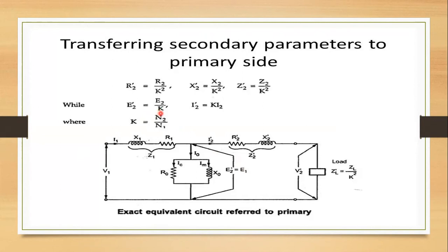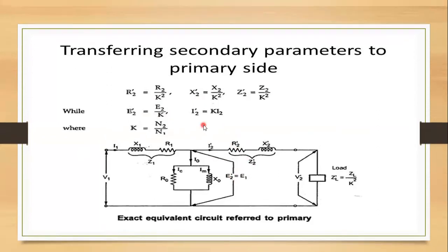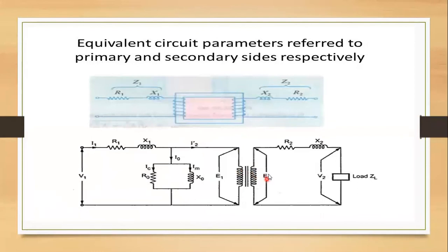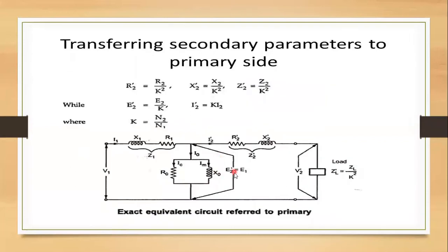E1 by E2 is equal to N1 by N2. Otherwise, E2 by E1 is equal to K, then E1 is equal to E2 by K. You know the relation E2 by E1 is equal to N2 by N1 is equal to K. By using that relation, E2' is nothing but E1, so E1 is equal to E2 by K. So like this, the EMF induced in the secondary side is also converted to the primary side.